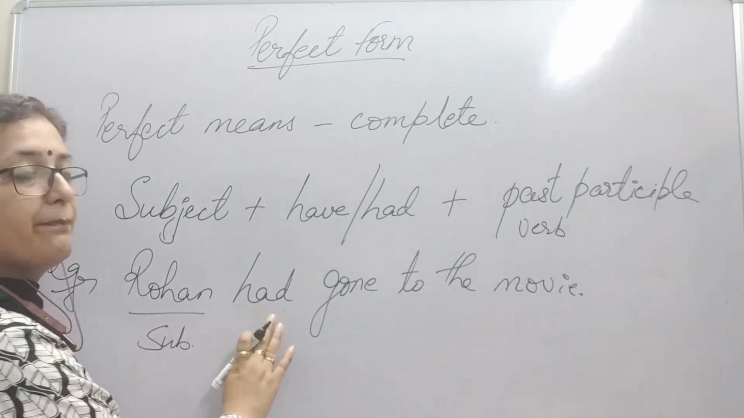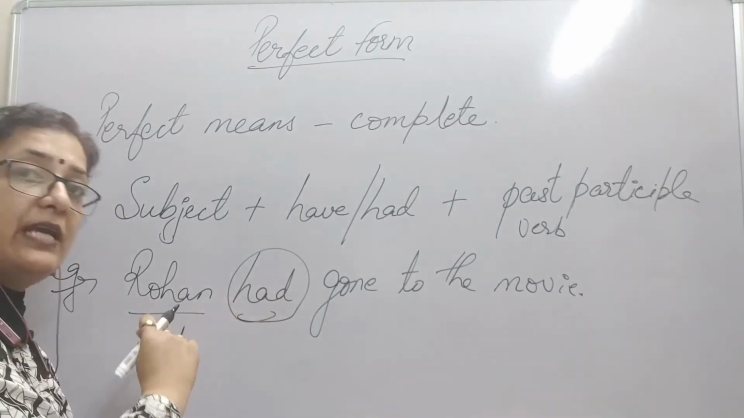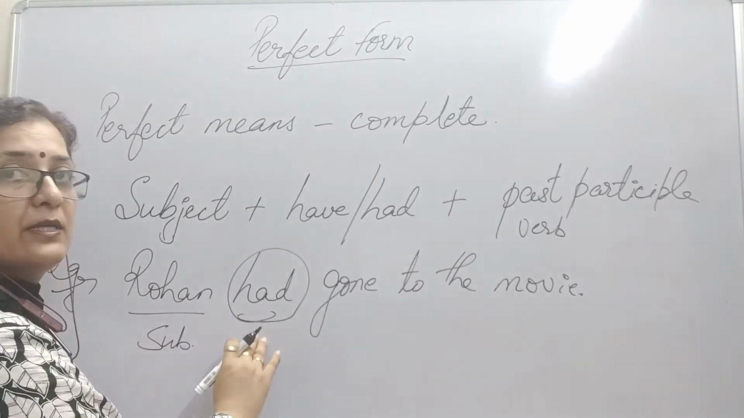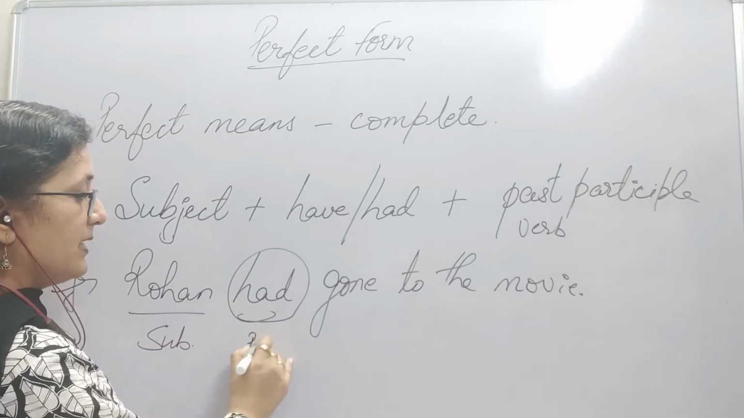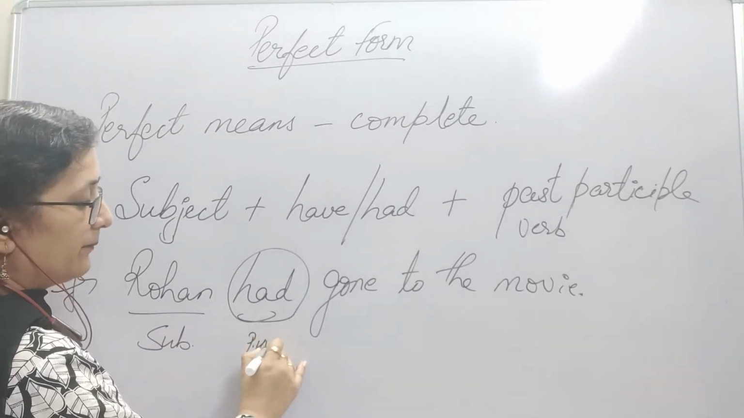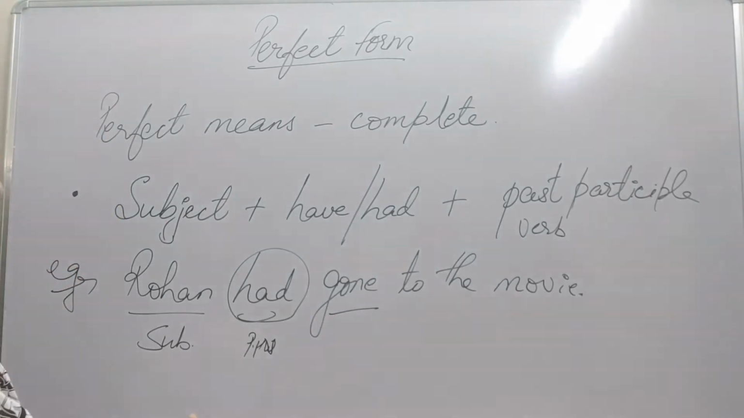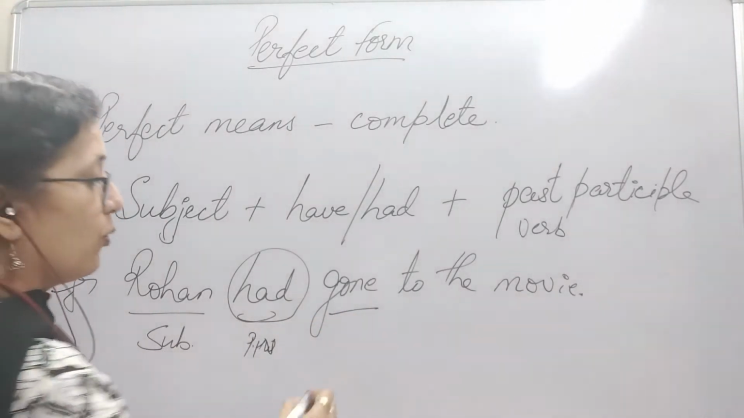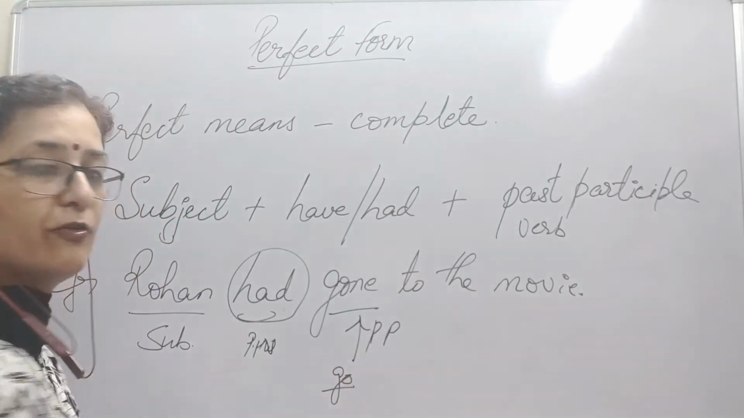Had is the past thing. The past, it's talking about something which has already happened. So this helping verb is telling us when this thing had already happened. So this is the past helping verb, and gone, which is the basic form of the verb here? Go. Go changes to gone in the past participle form.